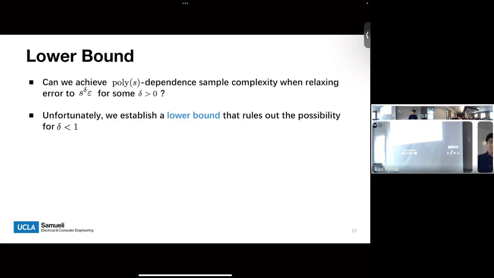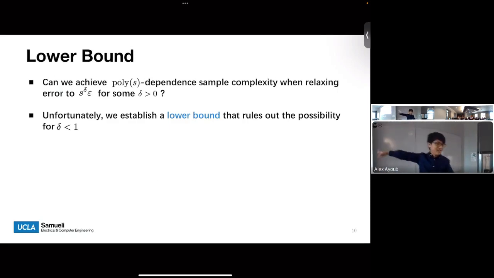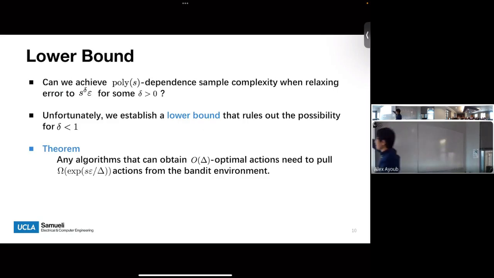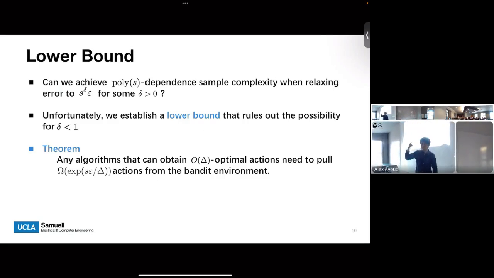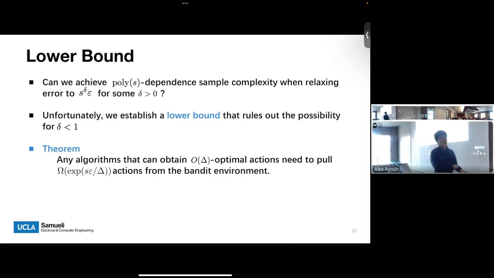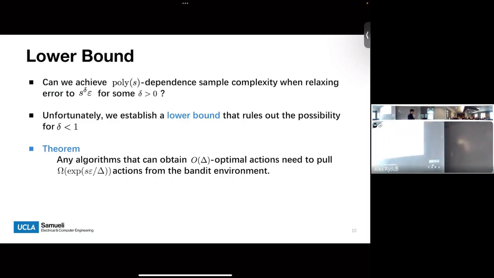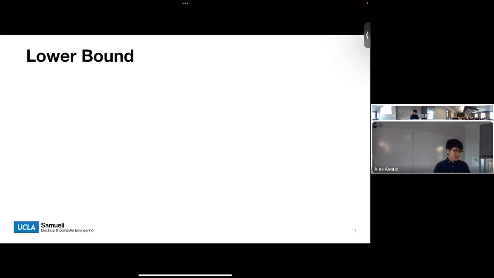Unfortunately, the answer is no, you cannot do better, because for any delta smaller than one, so you can get a square root S or whatever, the lower bound is exponential in S. Any delta that's smaller than one. Any questions for this?